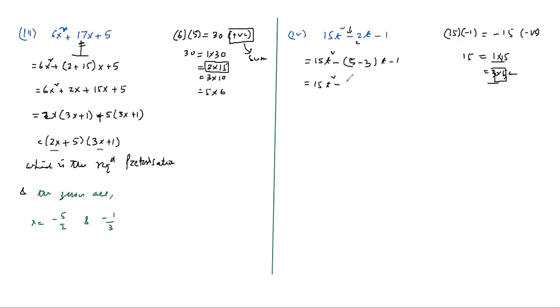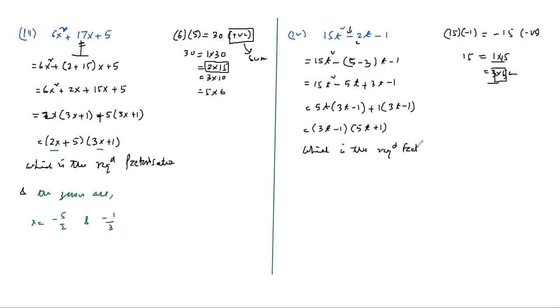So now if you break it, your answer will be automatically adjusted. So now you can take 5t common, then 3t minus 1, and then 1 you can take common like this. Then 3t minus 1, 5t plus 1, which is the required factorization.